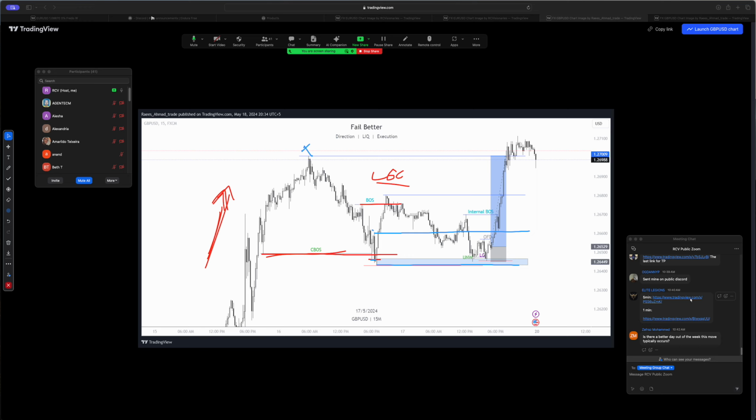Is there a better day out of the week this move typically occurs? That's too easy of a question, man. The charts are not meant to be that simple, in my opinion, right?